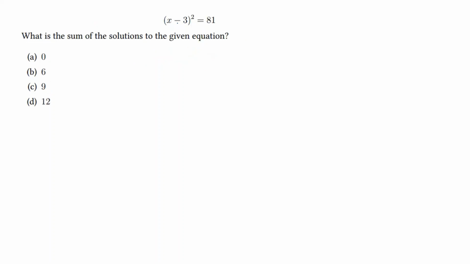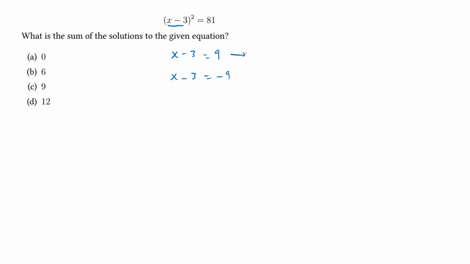In this instance, we want to find the sum of the solutions to this equation. Let's think about x minus 3 as a single unit. What number, to be squared, can give 81? There are two options. X minus 3, the number that's being squared, could be just 9, because 9 squared is 81. However, negative 9 squared is also 81. Thus, the inside number, x minus 3, could also be minus 9.